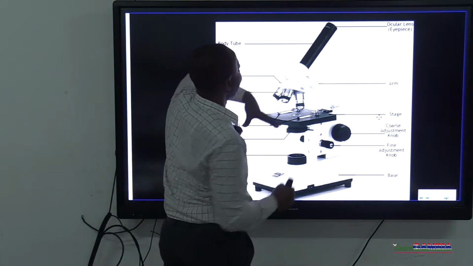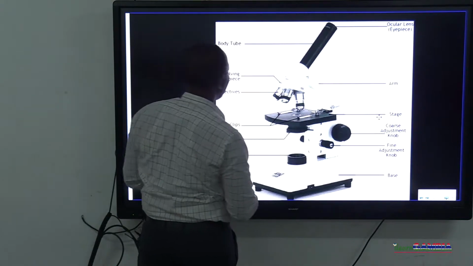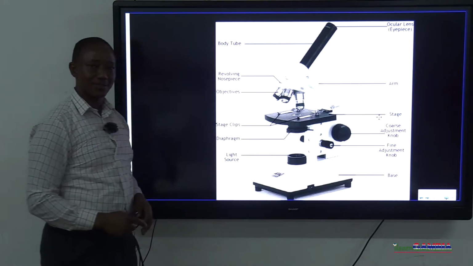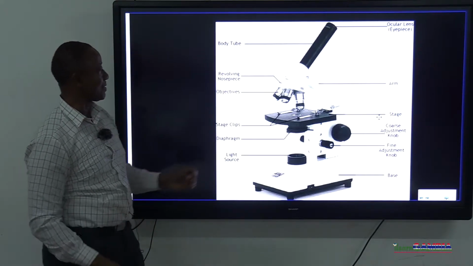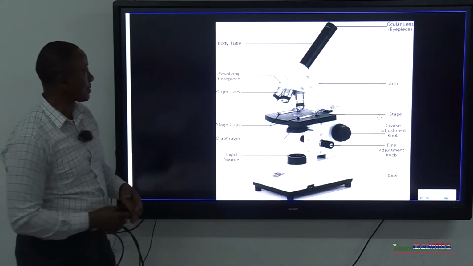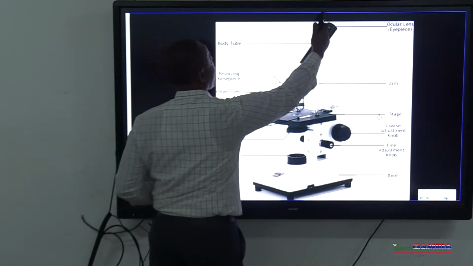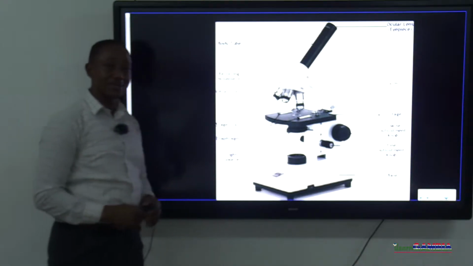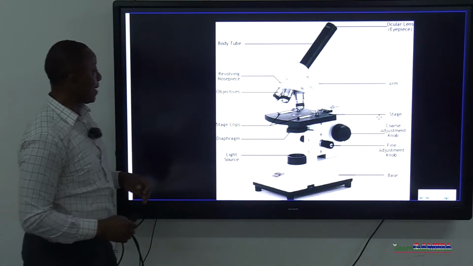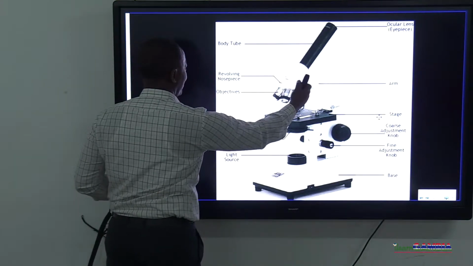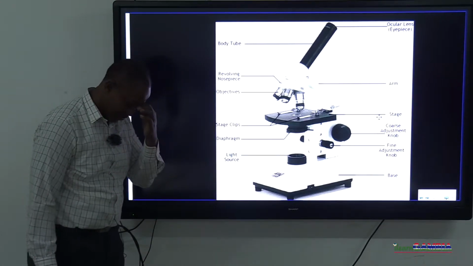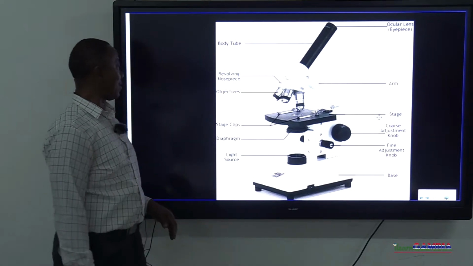Now at the top here, you have another body to which you have these revolving objectives, or some will call them objective lenses. You have different magnifying strengths. And at the top here, you have the eyepiece. That is where you look with the eye. And down here, this end will actually be called the nose piece. Probably like when you're looking with your eye and your nose is closer to this one, but they all have their respective names.